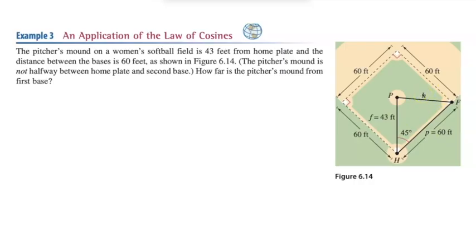We're going to use the formula c squared equals a squared plus b squared minus 2ab cosine of C. Now remember, the general rule is whatever you're looking for is your c. I'm looking for this side, that's my c, which makes my angle 45.